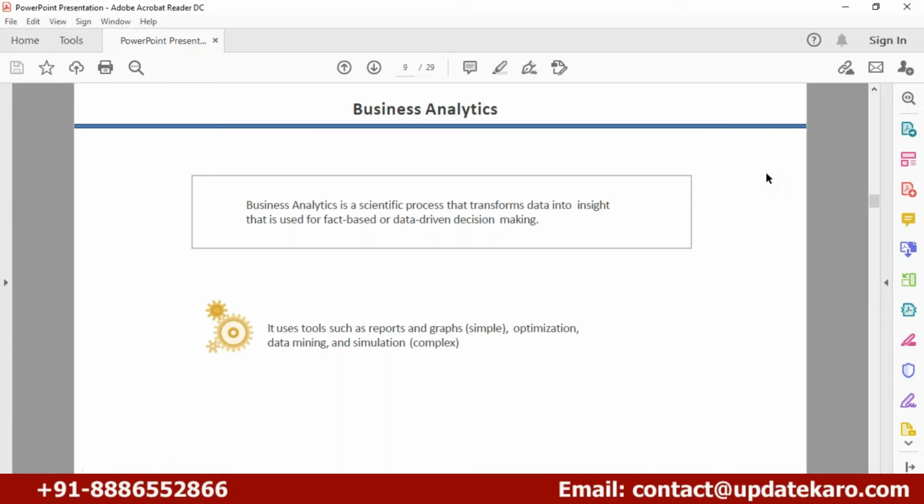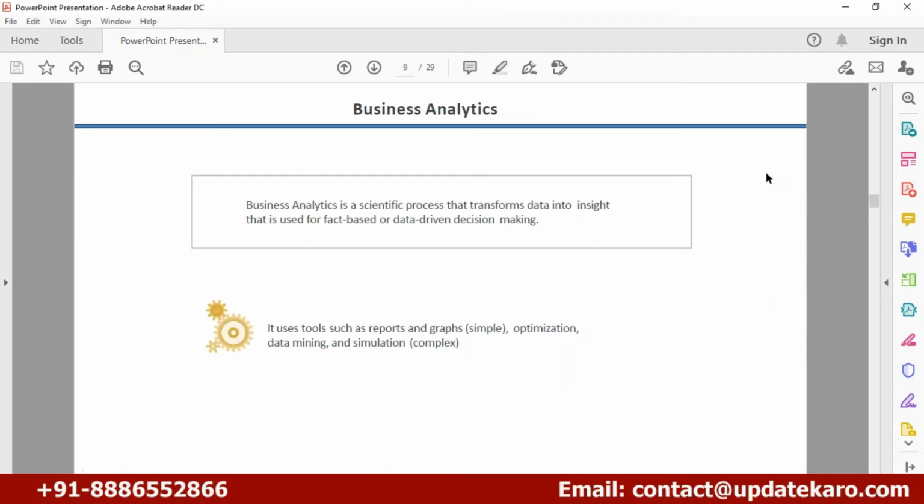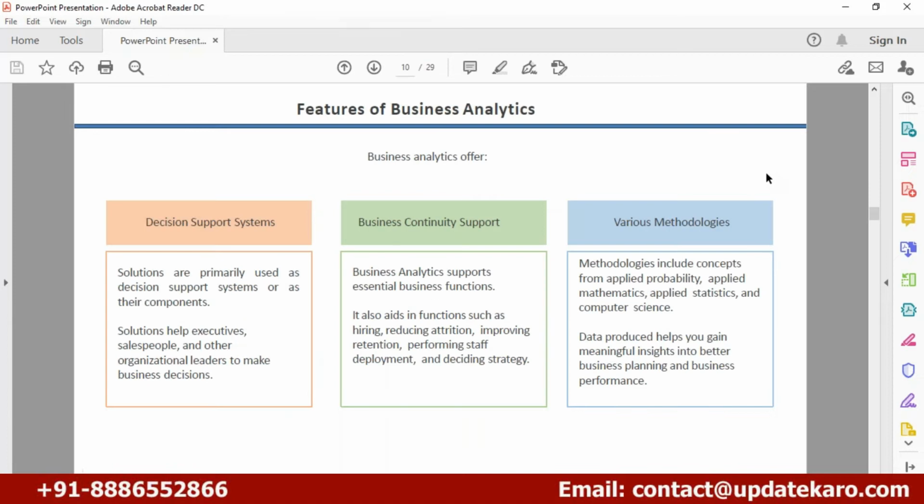So it uses tools such as reports and graphs, simple, right? Optimization, data mining, and simulation. This is clear, right? It uses simple graphs and reports. So features of business analytics. Business analytics offers decision support systems, business continuity support, and various methodologies.